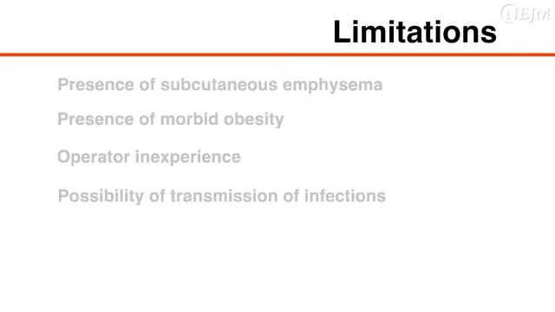The value of ultrasonography of the lung may also be limited by the presence of subcutaneous emphysema, which can hinder a proper assessment of the lungs, making it difficult to correctly identify the pleural line and mimicking different types of artifacts, including A and B lines, the presence of morbid obesity, which may hinder access to some areas of the chest wall, operator inexperience, and the possibility of transmission of bacterial, viral, and fungal infections.